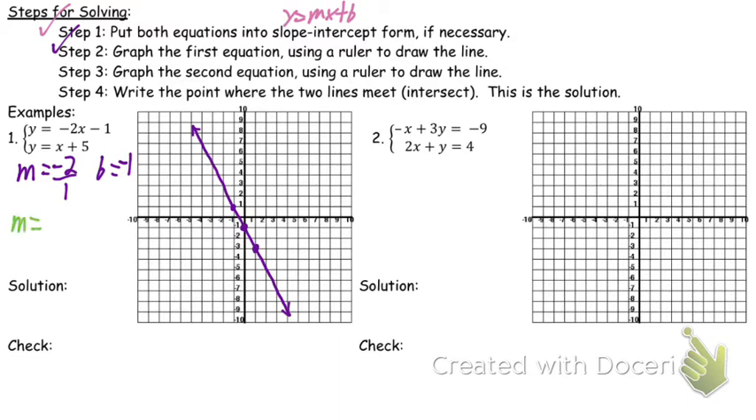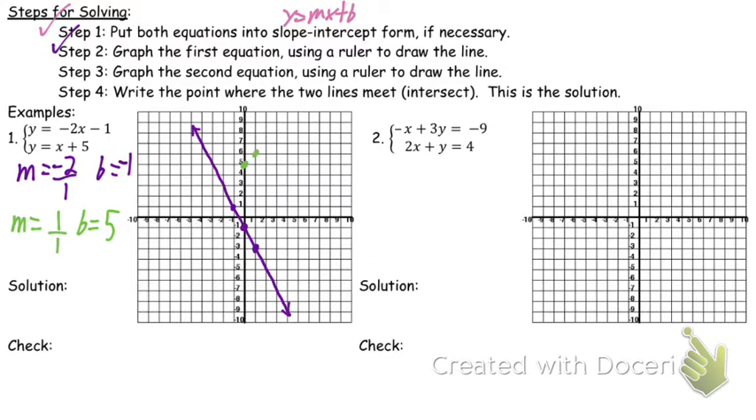So what's the m in the second equation? 1. There's secretly a 1 with the x. And 1 over what? 1. What's the b? 5. Now, which one of those do we start with? B again with b. So where do I go 5? Up. Now, where do I go with the slope? Over 1. Up 1, over 1. Which direction? Over. Right.